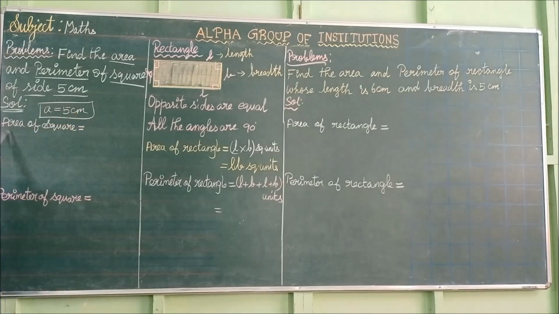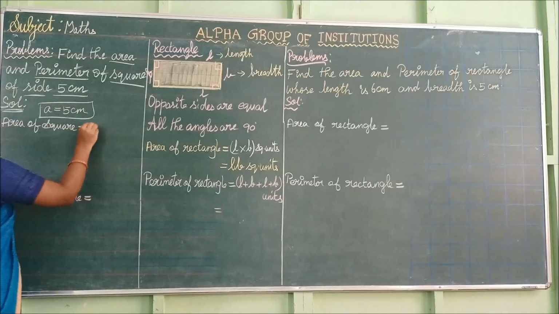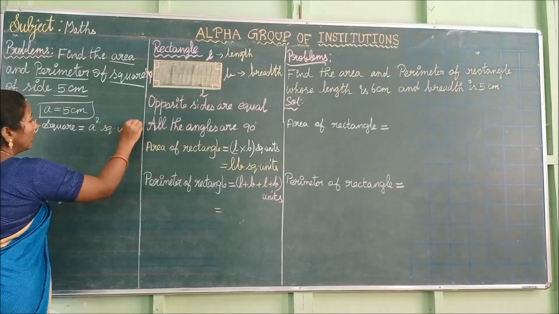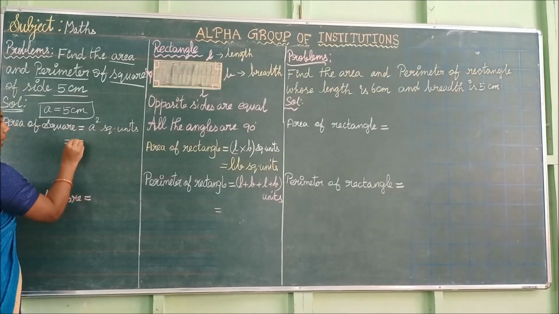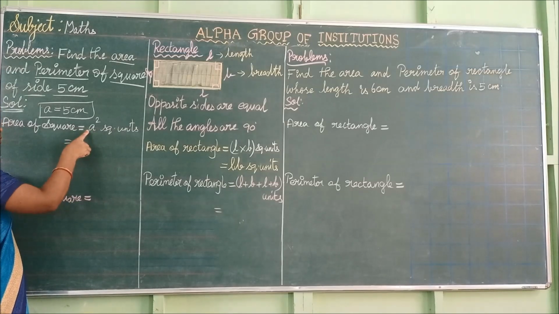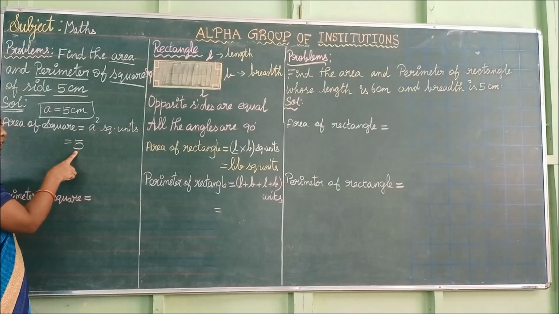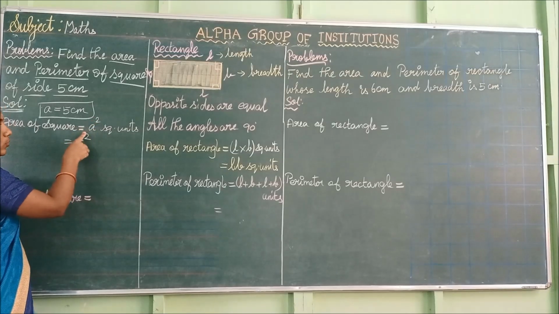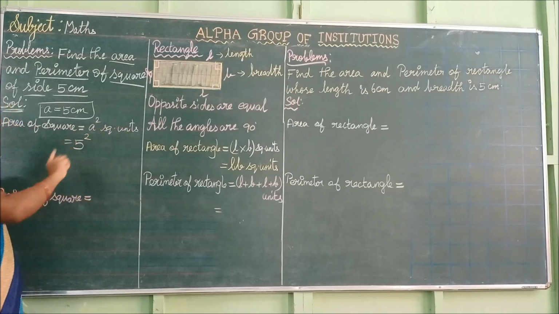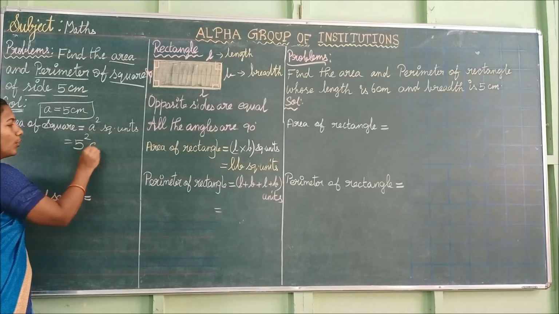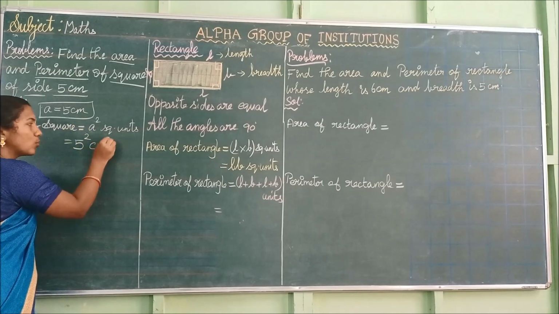We know the formula. Area of square equals A square, square units. Here what is the value of A? 5. So you have to substitute 5 instead of A. Instead of A here we are writing 5, and what is the power of A? 2. So you have to write 2. So 5 square units. You have to square the units. What is the unit here? Centimeter. So you have to write centimeter square.